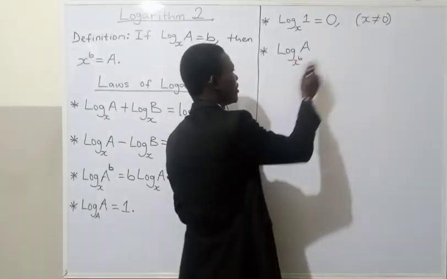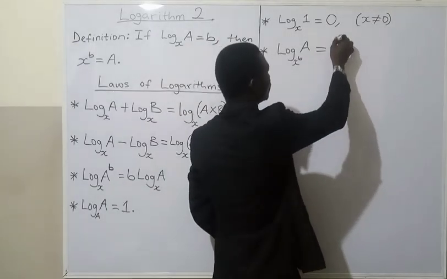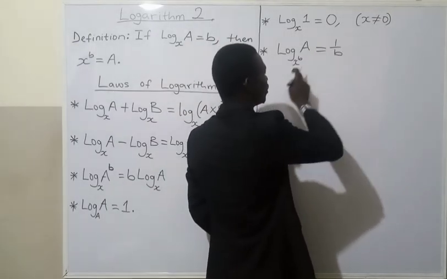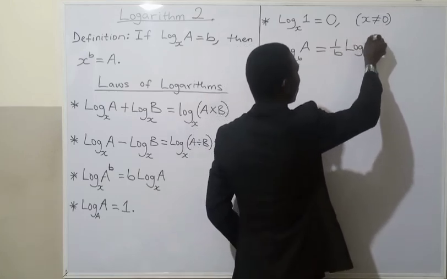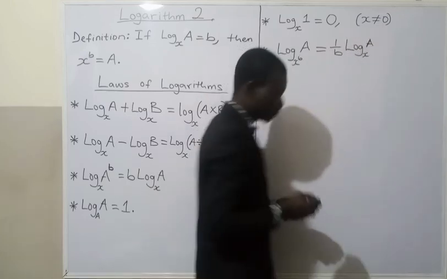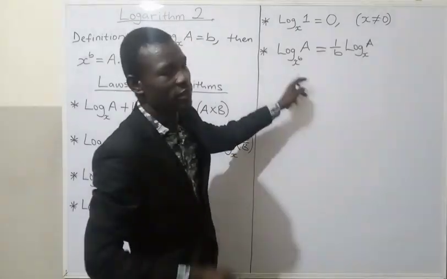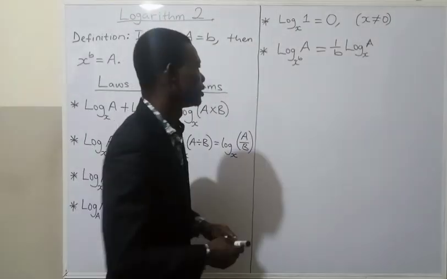So what happens when the base is carrying the power? It becomes 1 over b, not just b, but 1 over b to multiply log a to base x. So that's what happens when the base is the one carrying the power. So this is the 6th law.